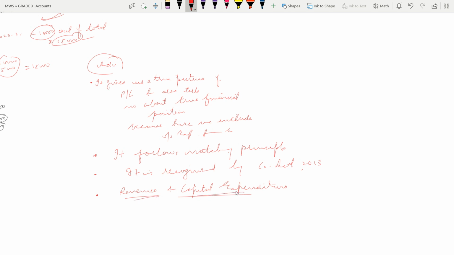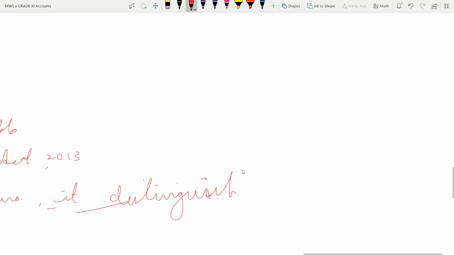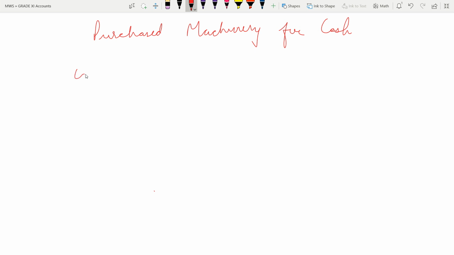So accrual basis distinguishes revenue and capital expenditure. How can accrual basis distinguish revenue and capital expenditure, while cash basis is not able to? Let's take an example on this side. See, purchased machinery for cash. Purchase machinery for cash in cash basis.